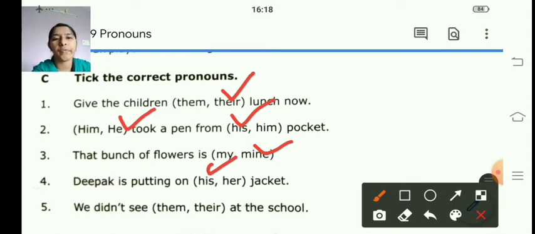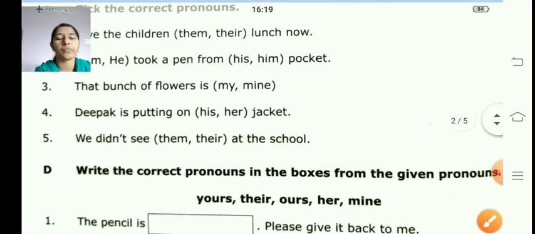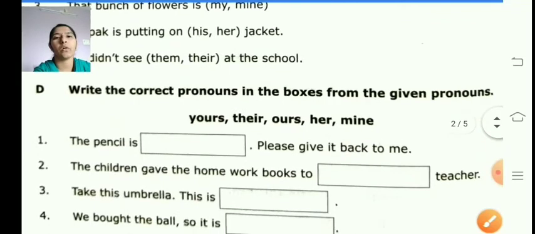So fifth one, we didn't see dash at the school. We didn't see them at the school will come, or we didn't see there at the school. Which is the correct sentence? We didn't see them at the school. Very good, children. So this is how we are going to do. Right? This is the fifth one.